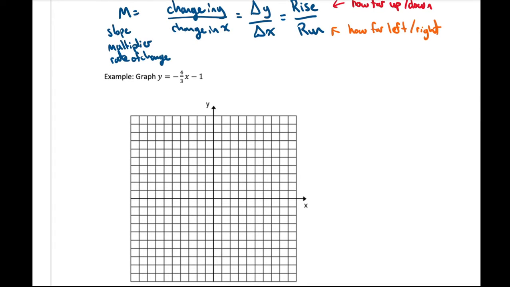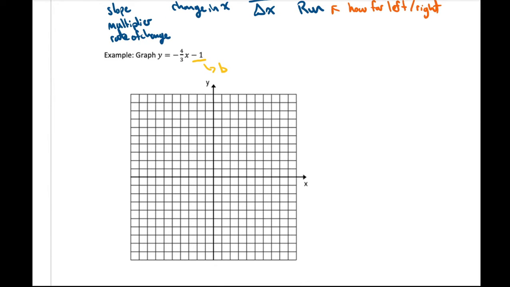So if I'm graphing the equation y equals negative 4 over 3x minus 1, the key thing to recognize is that this negative 1 is our b value, which is the y-intercept. Right off the bat, I should be able to figure out where I'm starting. On my grid, I'm starting at negative 1. Where the axes cross is 0, so negative 1 on the vertical y-axis will be right here. I'm going to put a point there.